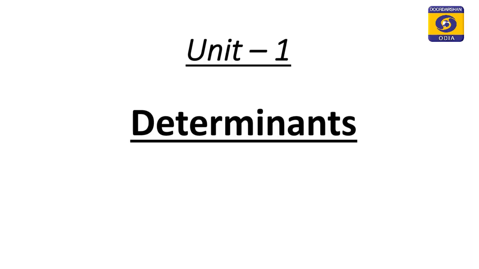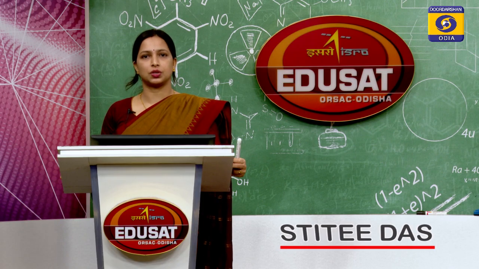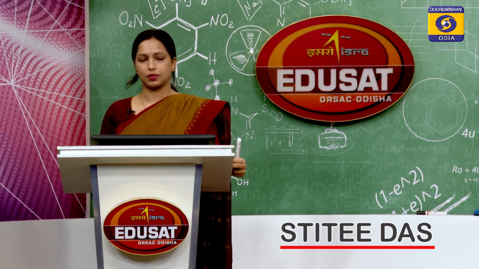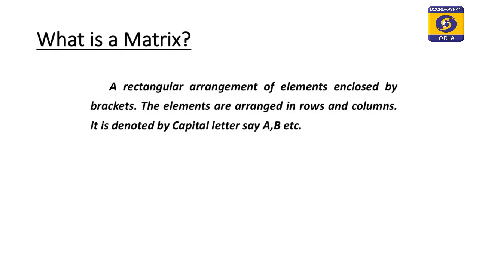In this class we will be discussing determinants. Now before going to determinants, we must know what is a matrix, right? So as you can see in the slide, a matrix is a rectangular arrangement of elements in rows and columns, and it is denoted by a capital letter, say A or B.